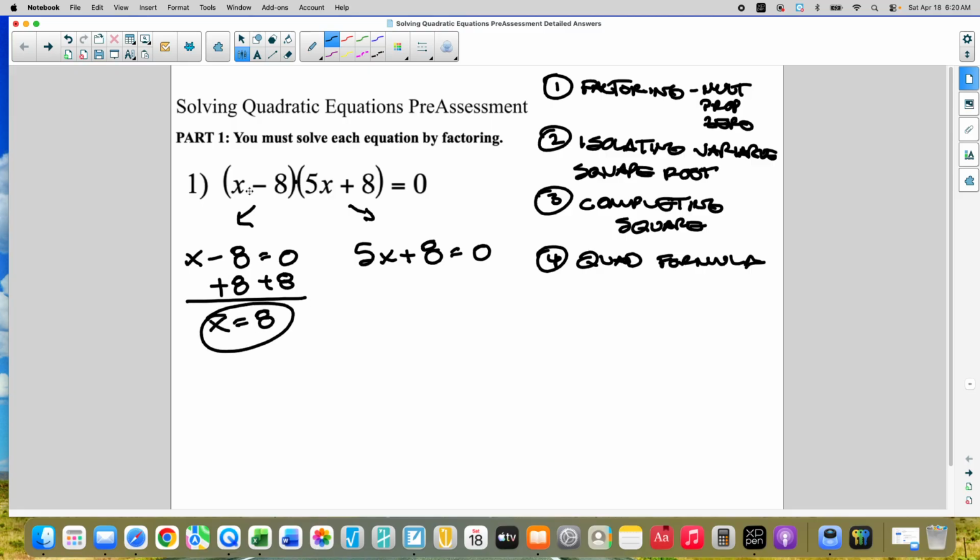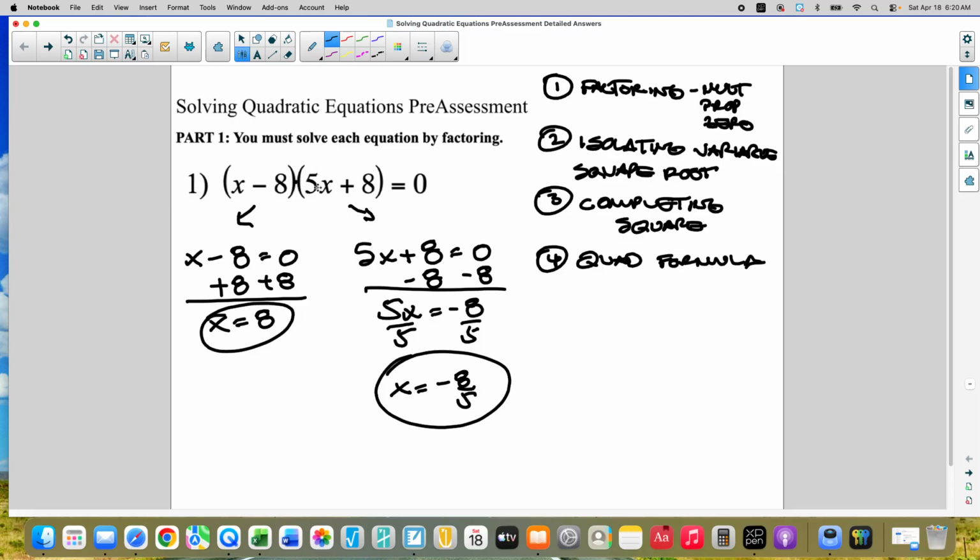So when x is 8, that is a solution because it'll make this box equal 0, which will multiply to make 0. You subtract 8 from both sides, divide by 5, you get x equals negative 8/5. So when x is negative 8/5, this quantity becomes 0, making this product equal to 0. Yes, I know this doesn't make 0, but because this is 0, it doesn't matter what this value is.